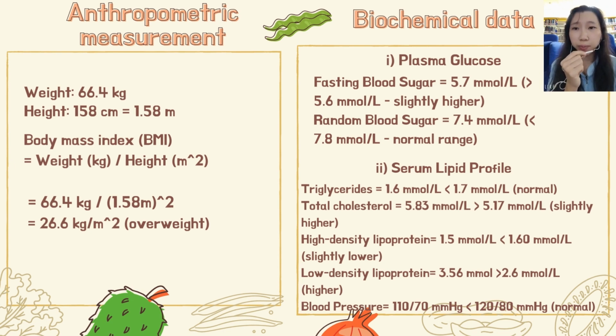Next is the serum lipid profile. Her triglyceride is 1.6 mmol per liter, which is within the normal range. The total cholesterol is 5.83 mmol per liter, which is slightly higher than normal, HDL is 1.5 mmol per liter, which is slightly lower than normal, and the LDL is 3.56 mmol per liter, which is higher than the normal range. Blood pressure is 110/70 mmHg, which is within the normal range.